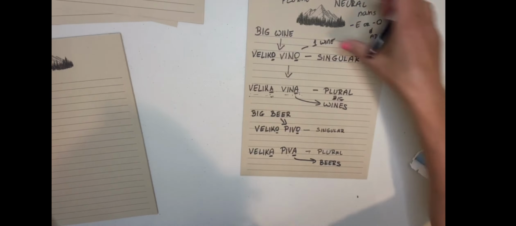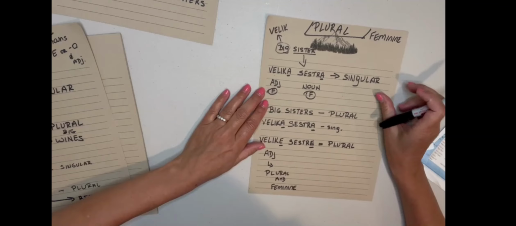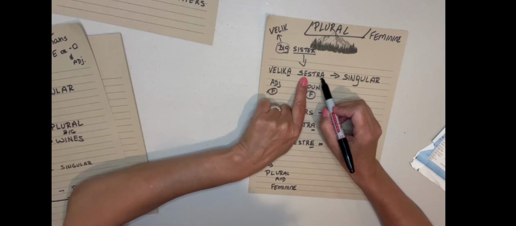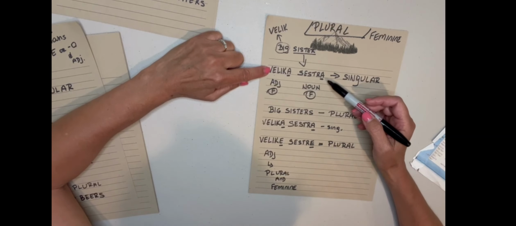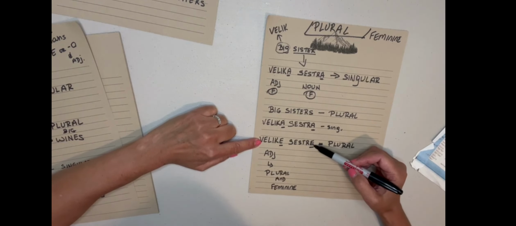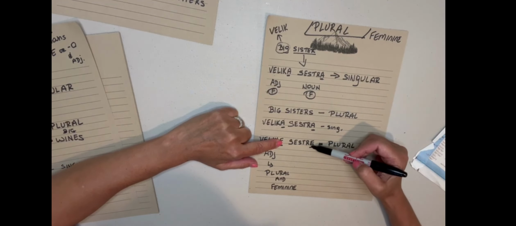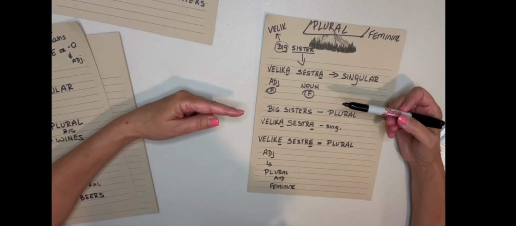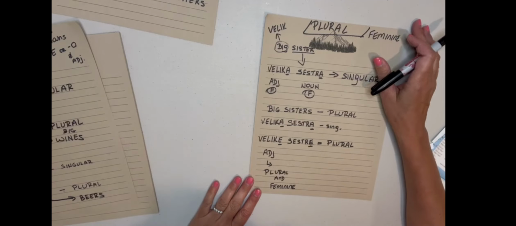When it's feminine, when I have my feminine big sister, sister is feminine, it ends in an A. Big sister, velika sestra. Notice that my adjective changes, velike sestre. The A changes to an E, and my noun, my A changes to an E, and that's plural. And we'll do other examples. When we just keep doing these examples over and over again, it really will help, because right now it might be kind of a word soup in your mind, okay?